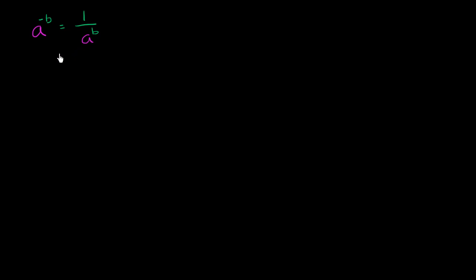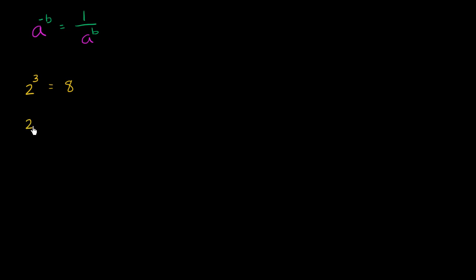And to get more intuition about why this makes sense, I'll look at different powers of 2 and then think about what makes sense as we go to exponents below 0, integer exponents below 0. So let's start with 2 to the third power. Well, 2 to the third power is 2 times 2 times 2, which of course is equal to 8.